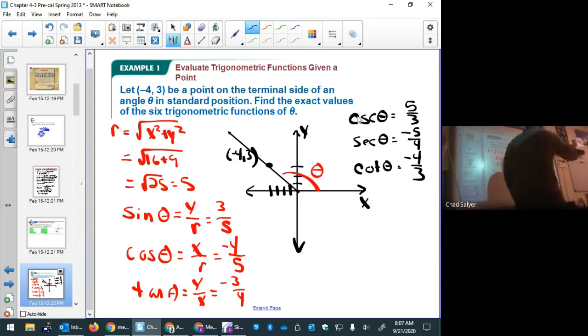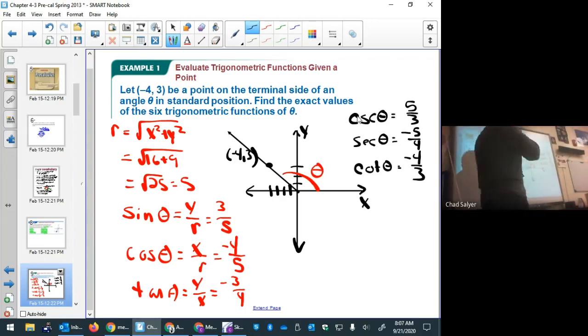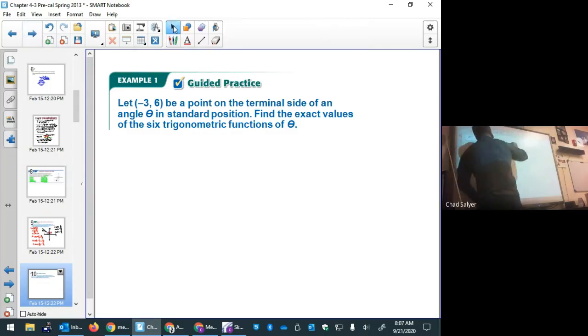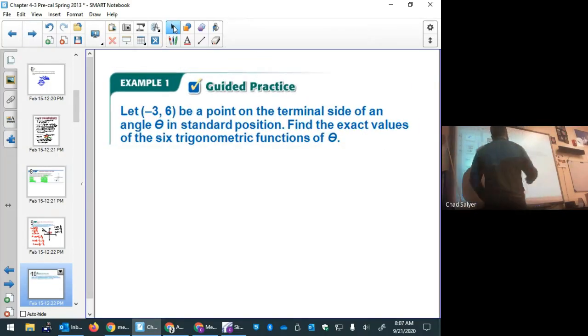Good question. Other questions? All right, so here's one for you. You've got (-3, 6) as a point on the terminal side of an angle theta. Find the exact value of the 6 trig functions, making sure to reduce when possible. You will have some values that reduce here.